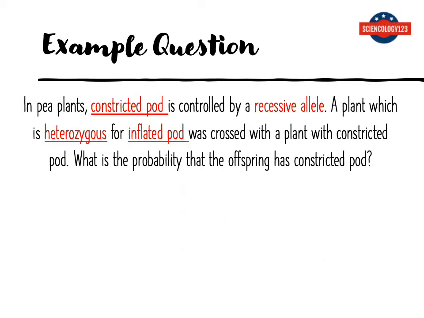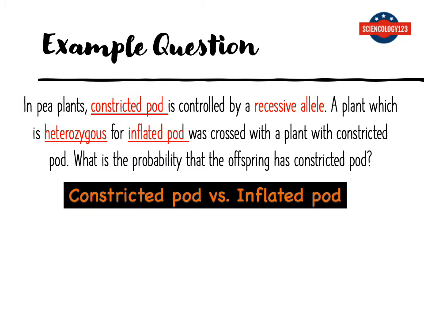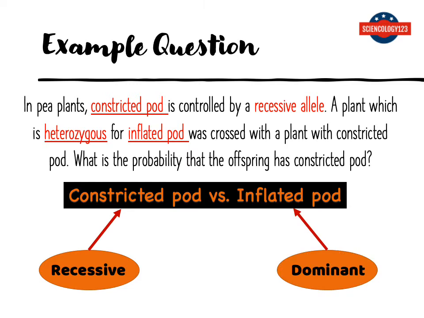Now, let us look at the important clue in this question. There are two types of pod mentioned, which are constricted pod and inflated pod. Based on the question, constricted pod is controlled by recessive allele, so inflated pod is controlled by dominant allele. Since there is no alphabet letter assigned for this question, I will use letter B to represent this allele. Lowercase letter b for recessive allele and uppercase letter B for dominant allele.